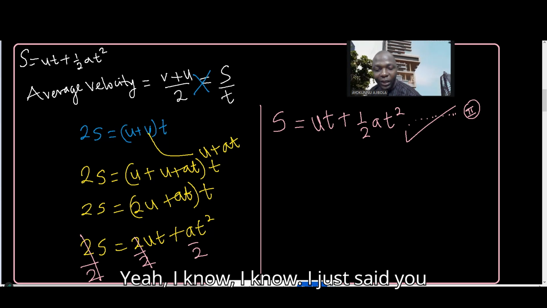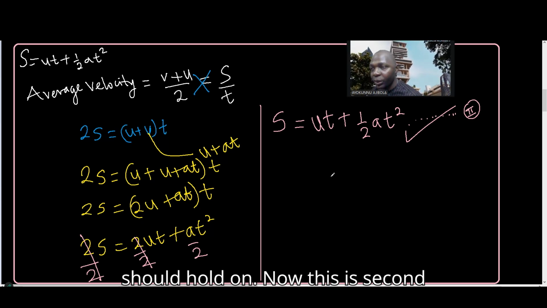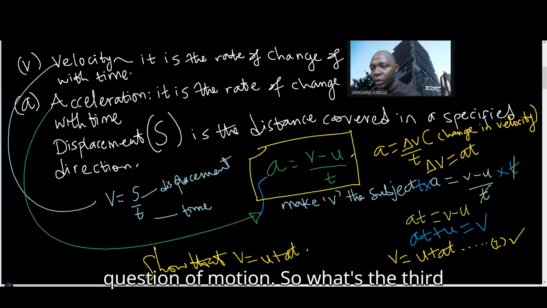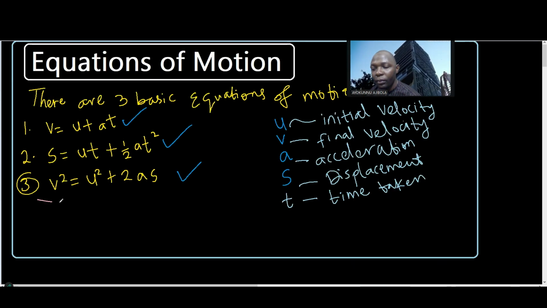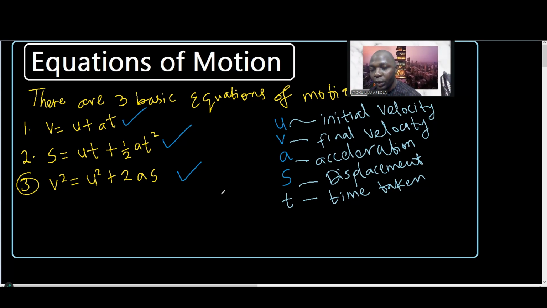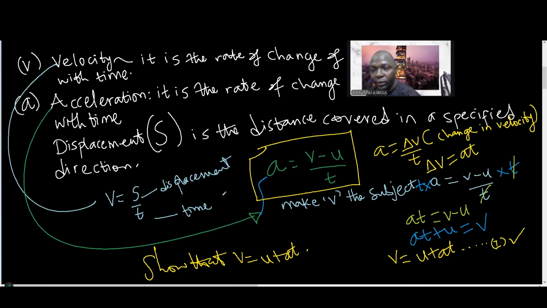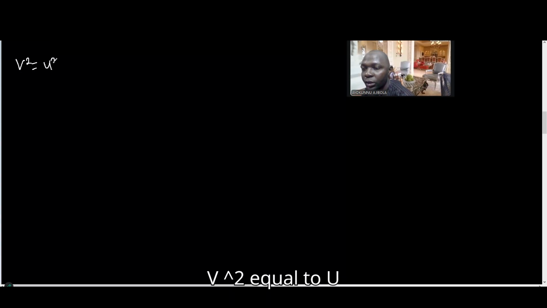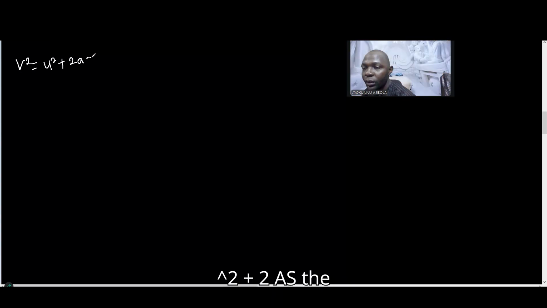Yeah, I know. I just said you should hold on. Now, this is the second equation of motion. So what's the third equation of motion? The third equation is v squared is equal to u squared plus 2as. Very good. So that is what we want to prove now: v squared equals u squared plus 2as.